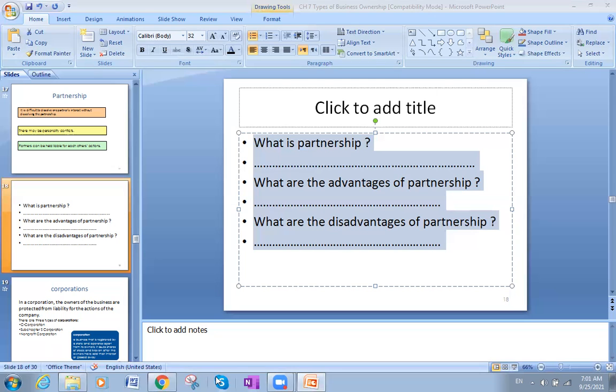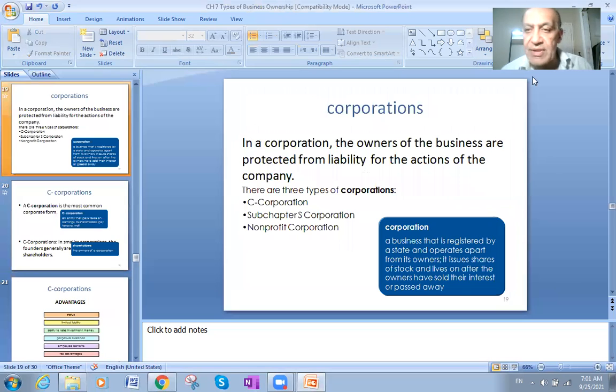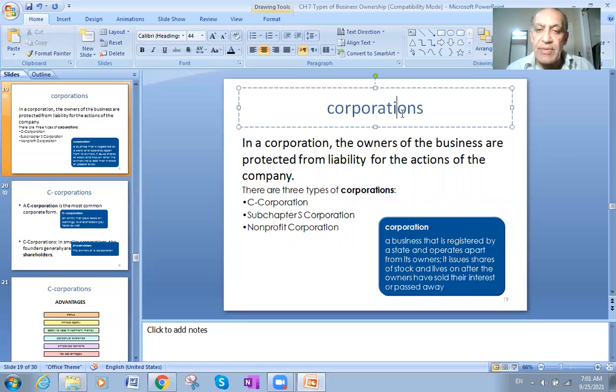Okay, I think that's more than enough for the second type, which is the partnership. Now we will move into the third type, which is the corporations. What do we mean by the word corporation?